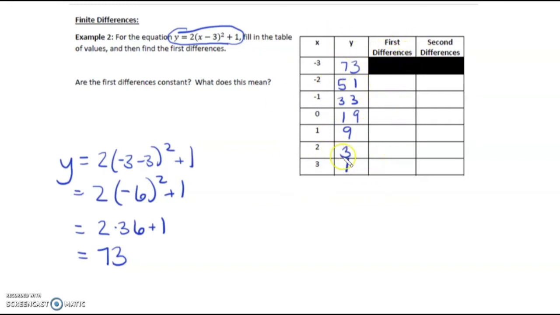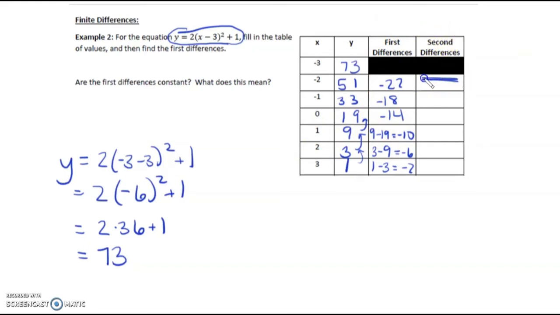For the first differences, we go to the y column and we subtract up. We always want to go up. So 1 minus 3, we get -2. Then 3 minus 9, we get -6. 9 minus 19, we get -10. And we go all the way up that column. 19 minus 33, we get -14. 33 minus 51, we get -18. And then 51 minus 73, we get -22. So we can see that the first differences are not constant.